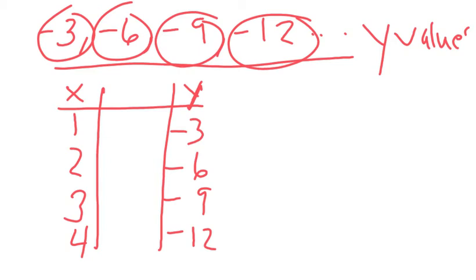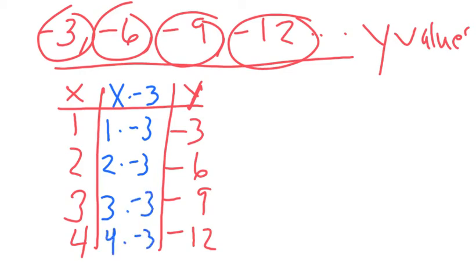So let's see. 1 times -3 is -3. 2 times -3. They're multiplying by -3. So I'm going to say x times -3. So 1 times -3, that's right. 2 times -3, that's right. 3 times -3, that's right. 4 times -3. I'm checking it out to make sure it works.